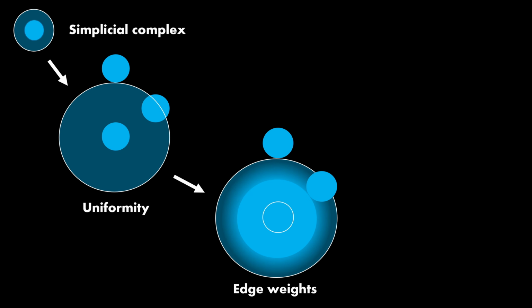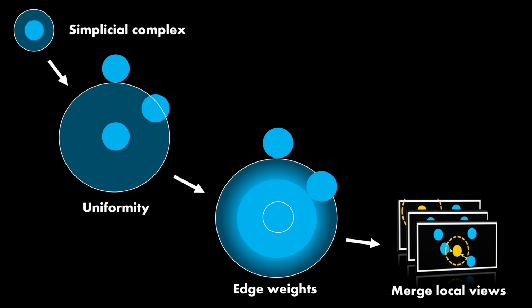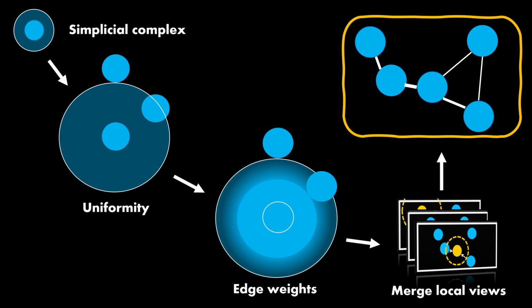Now the full picture. We started with drawing balls around each point to build a simplicial complex. Then we made these balls stretch to the kth nearest neighbor to ensure local uniformity over the manifold. Then we added exponential decay beyond the first neighbor to have edge weights that correspond to the distance. Finally, we found a mathematically grounded way to merge all of the local views of the topology. And eventually we have a weighted k nearest neighbor graph that represents the structure in our dataset.